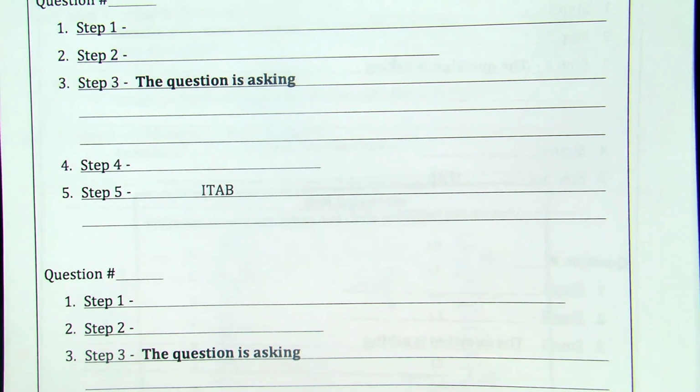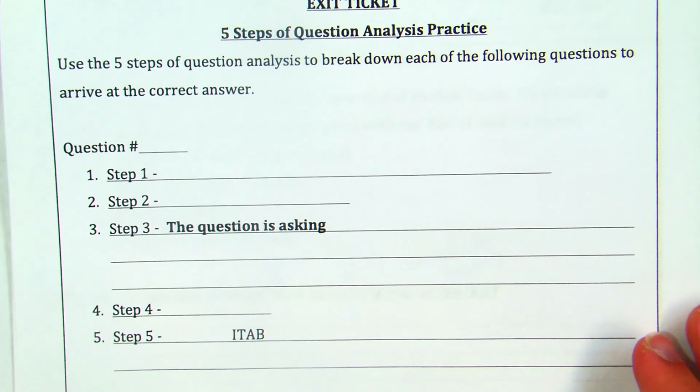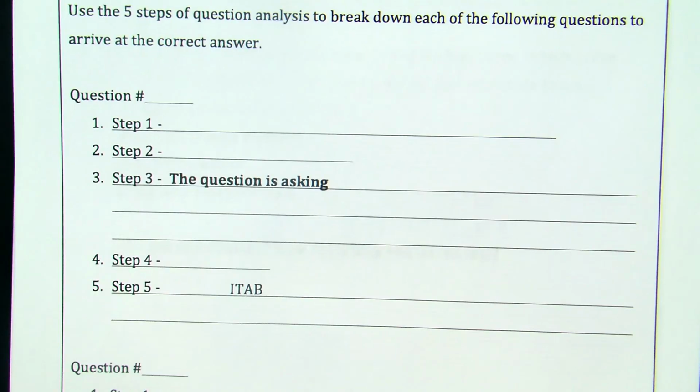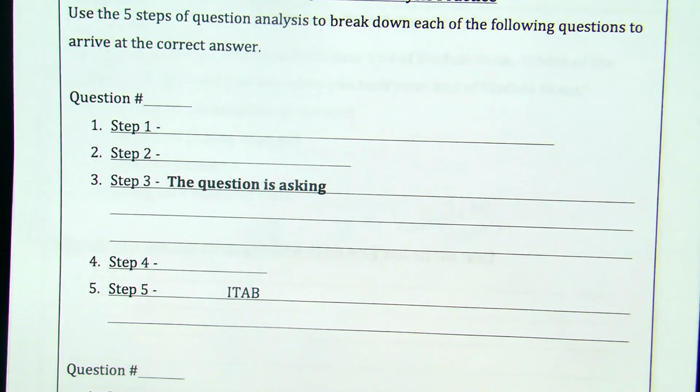Now, as we head into our last 10 minutes, your exit ticket is basically going to be a continuation of your independent practice. Again, the directions say use the 5 steps to break down 2 more questions to arrive at the correct answer. So this time, if you want to continue with 2 questions from the same text that you were doing the 5 steps for before, totally fine. If you want to choose 2 other questions that you know you struggled with, you may go ahead and do that at this time as well.